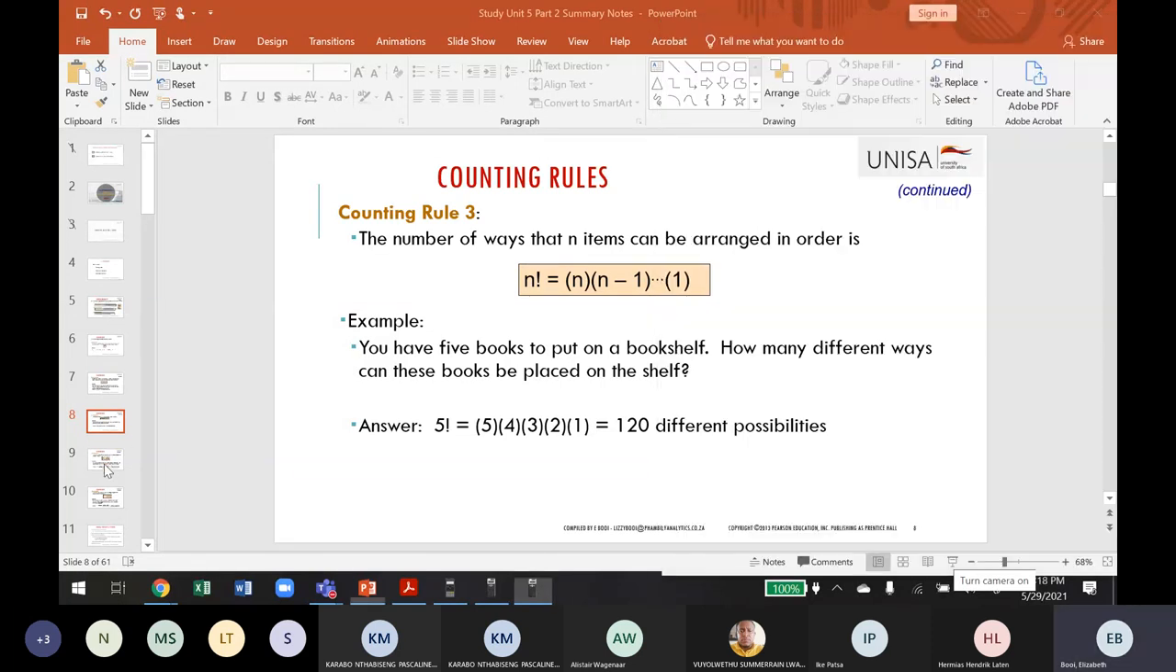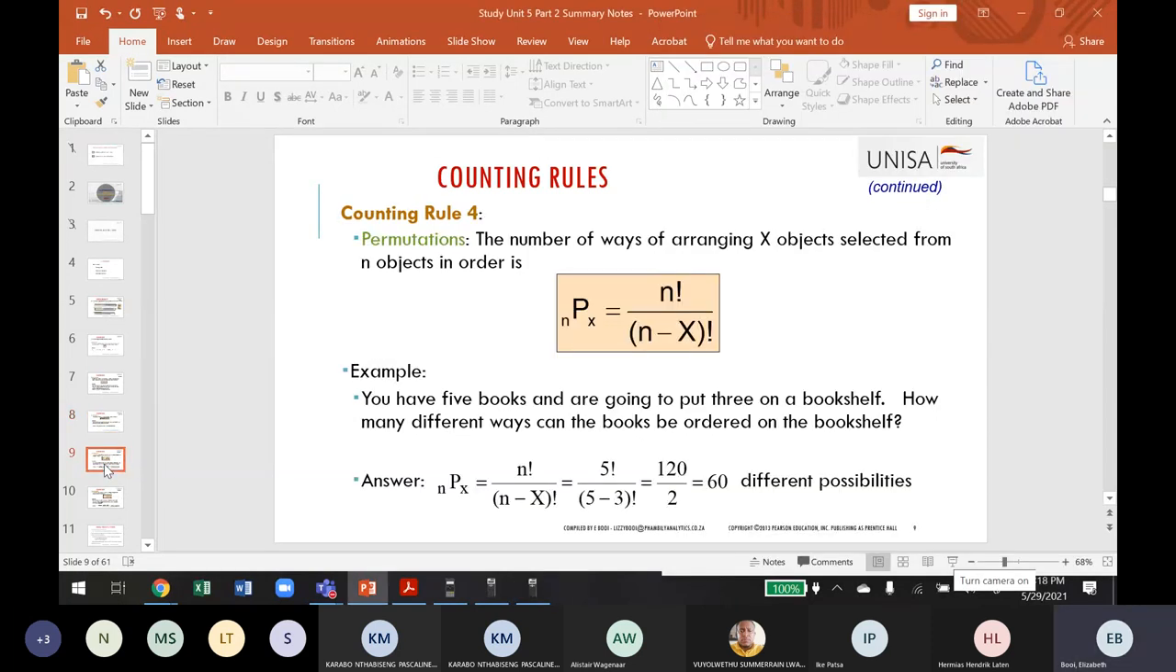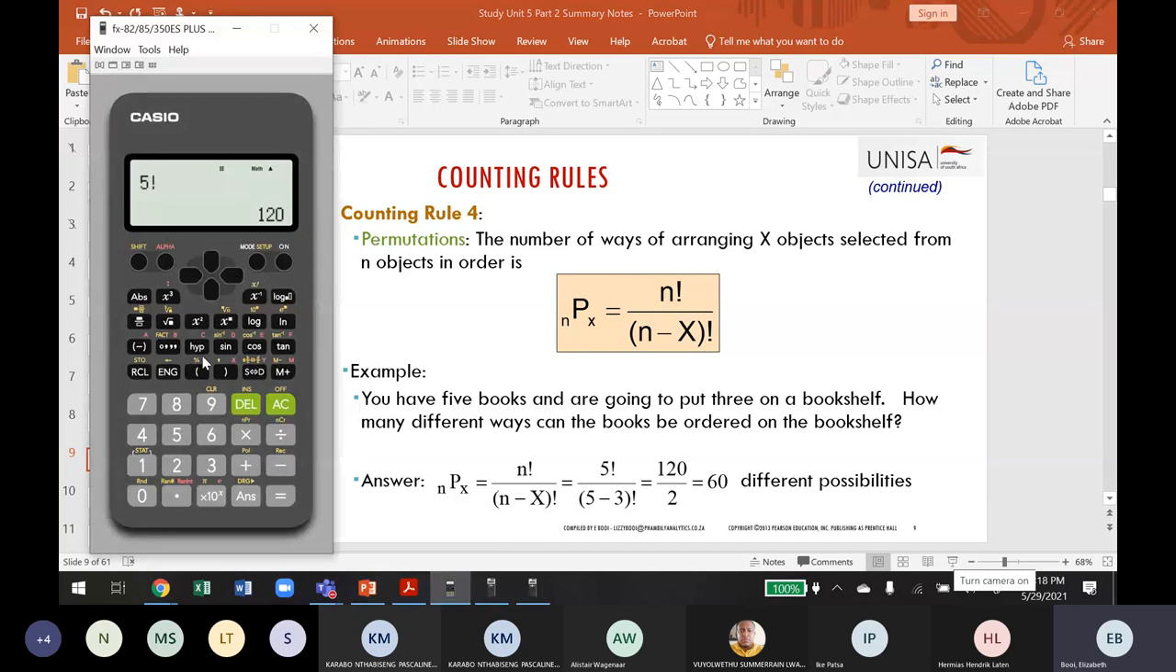To do permutation, so when we answer questions on permutation, in this instance, we know that we are arranging 5 books in an order and putting them on the 3 bookshelves. So you know how to do the factorial, so I'm not going to do that part. I'm going to show you how you can do the nPr on the Casio calculator.